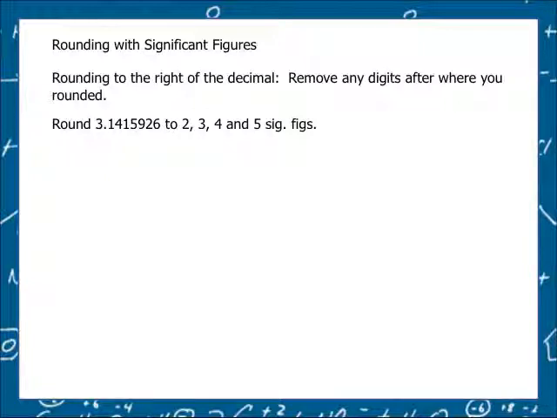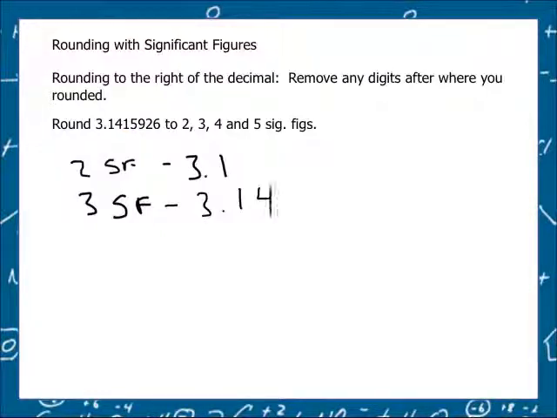So for 2 sig figs, I'm going to look at the 3 and the 1. Those are my first 2 significant figures. I'm going to check the 4 to see how to round the 1. We don't round it up, so 2 significant figures, that's going to be 3.1. For 3 significant figures, I'm going to look at the 3, the 1, and the 4, and I'm going to check the one after the 4 that tells me don't round up, so 3.14 is 3 significant figures.